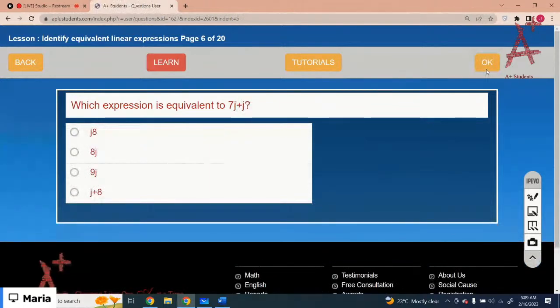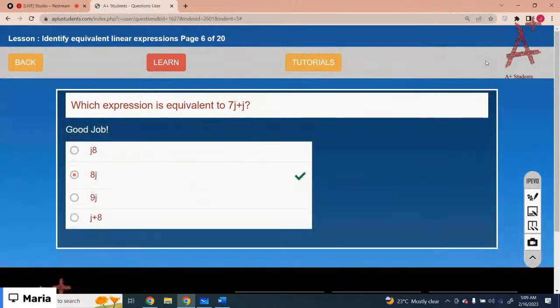Okay, the next one is 7j plus j. So you have to add, they both have the same variables. So 7 plus 1 is 8. So it would be then 8j. Got it? The correct option is 8j. Just select the correct option, then click on the OK button.